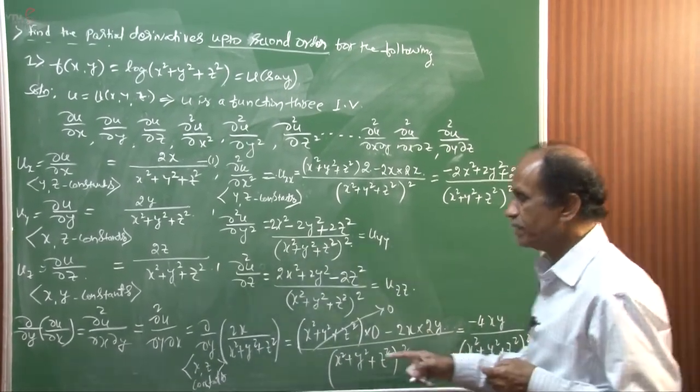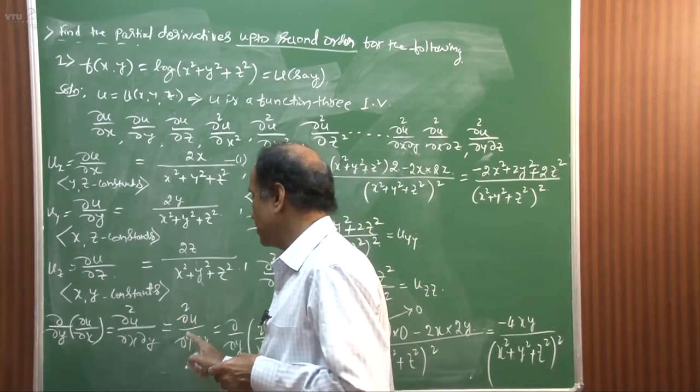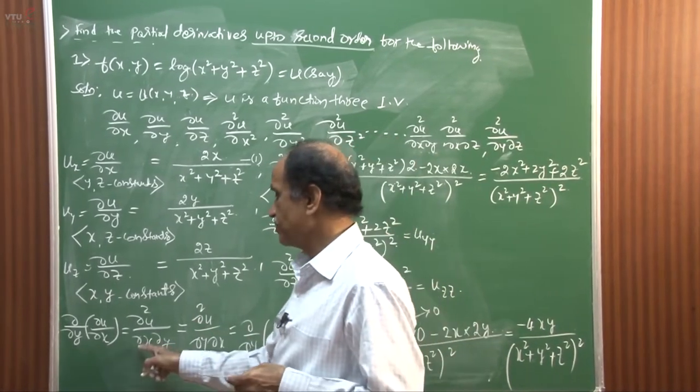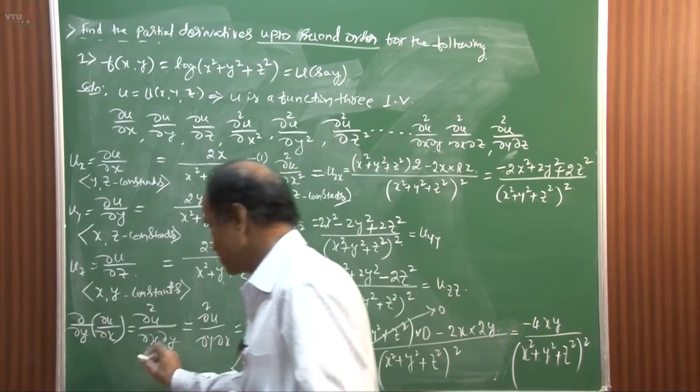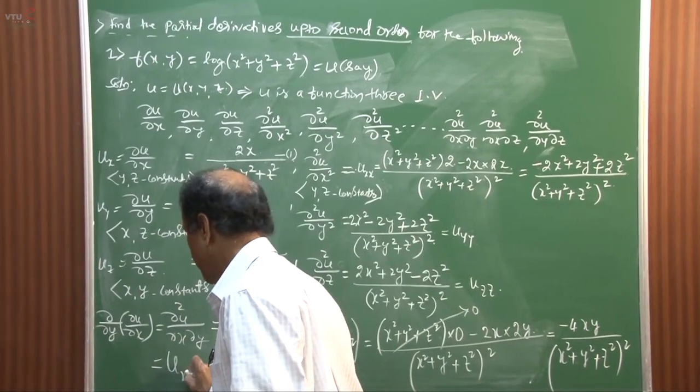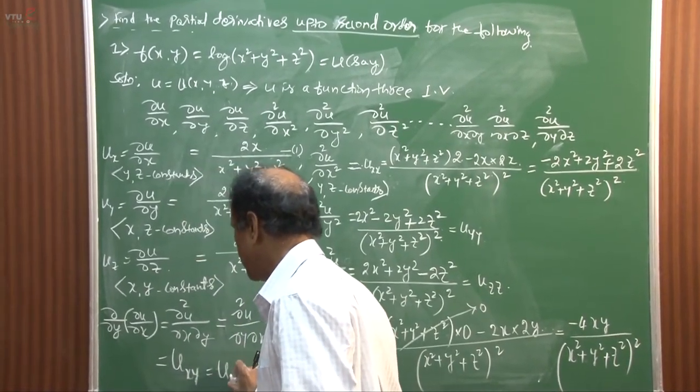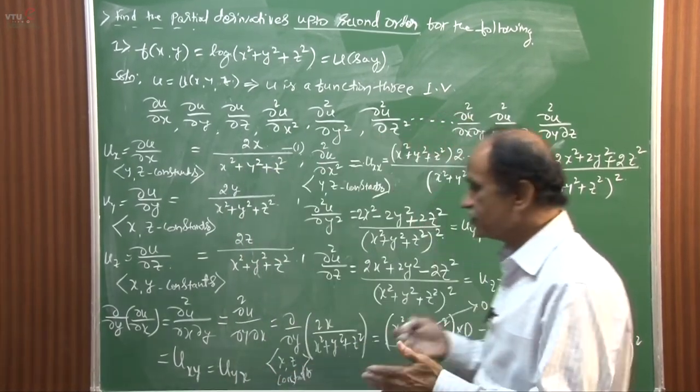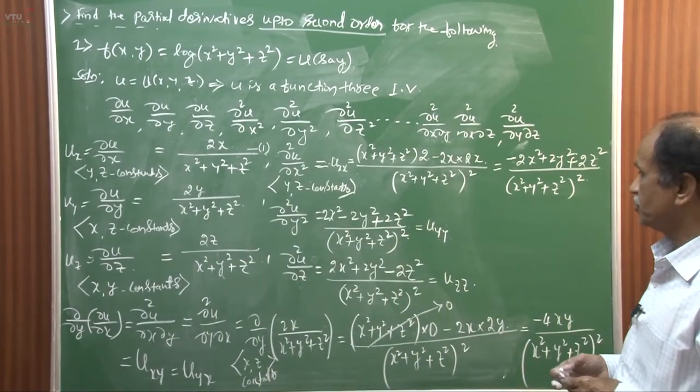That is del square u by del y del x is the same as del x del y. This is equal to u_xy, that is equal to u_yx. Interchange the symbols, the value remains the same.